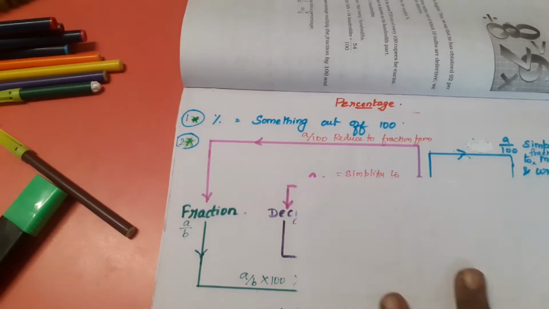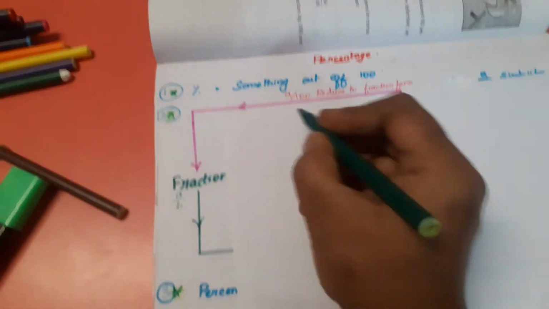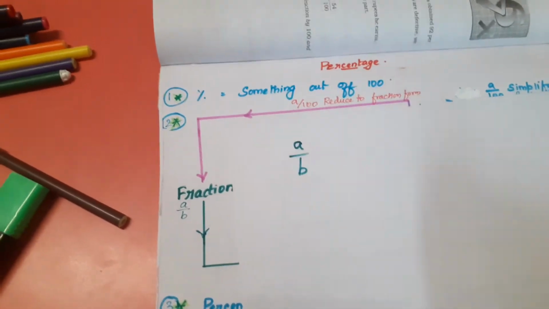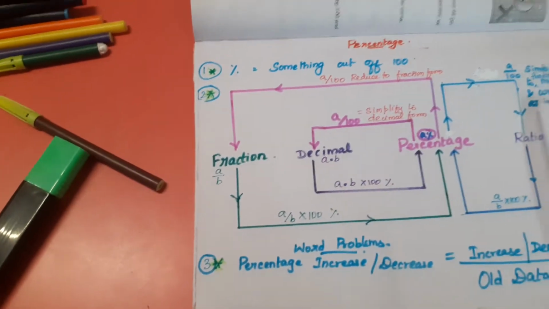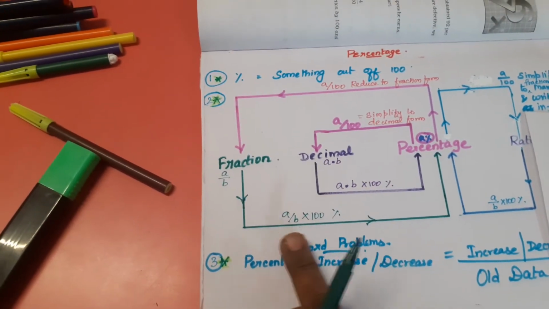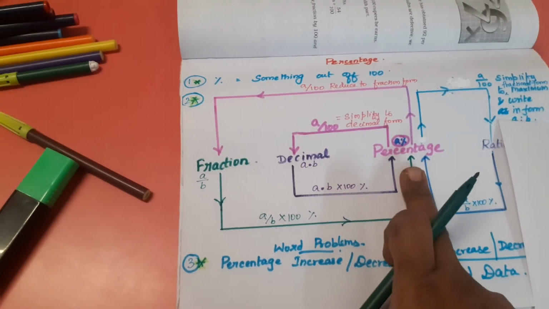Say a fraction like a by b is given. You just need to multiply by 100. That's all. So how to convert fraction a by b? Multiply into 100, so you will get the percentage.